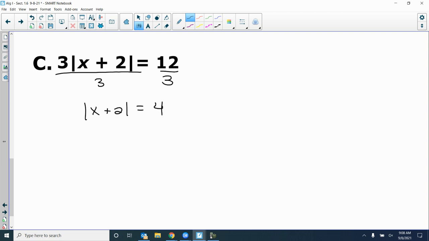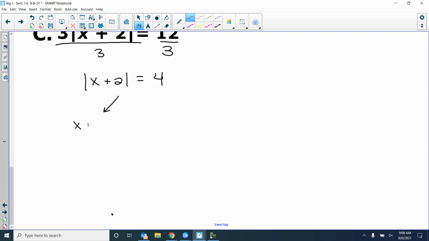All right, absolute value is by itself. Does it equal a positive? Yep. Split it into what? Two cases. So now that gives me x plus 2 equals 4. X plus 2 equals negative 4. Okay, only split into the two cases if it equals a positive.